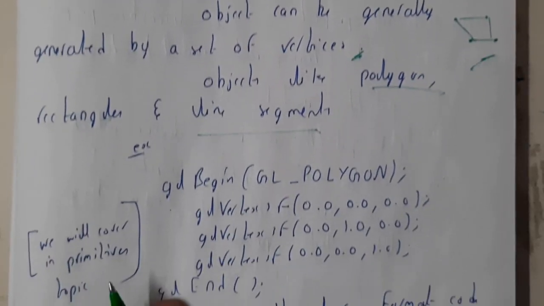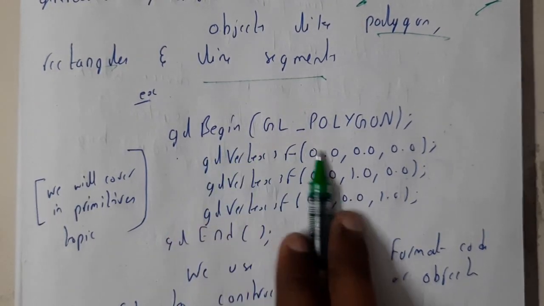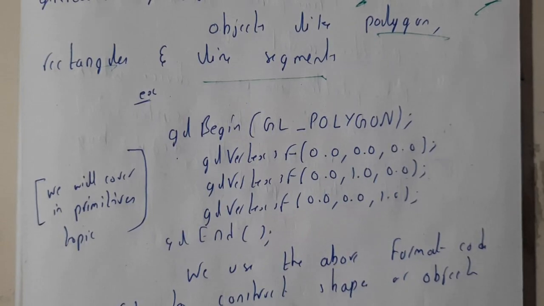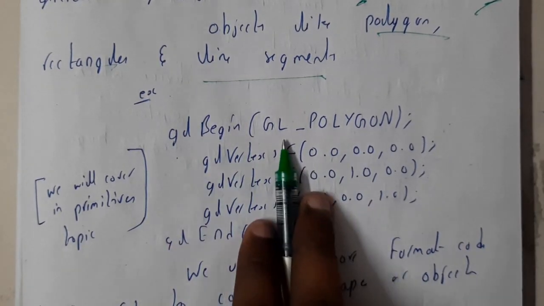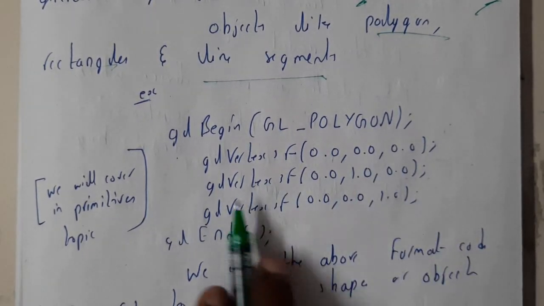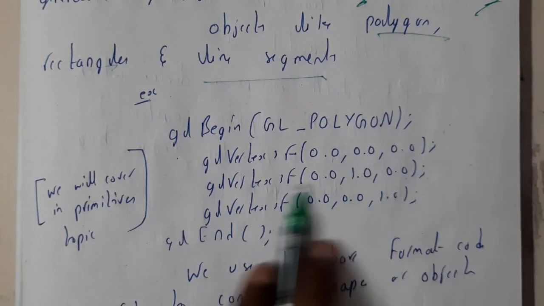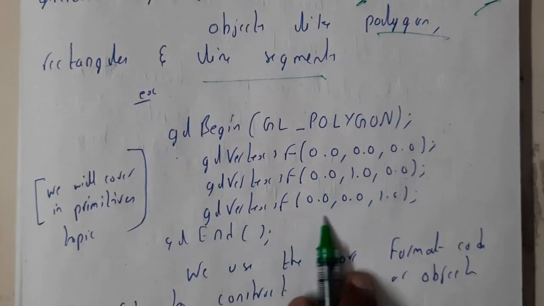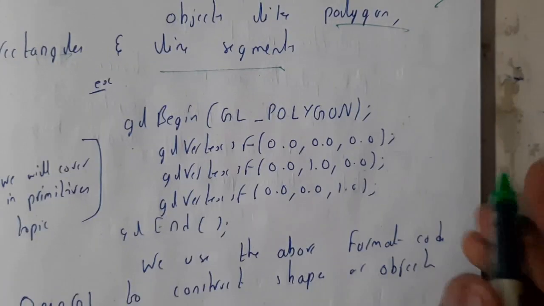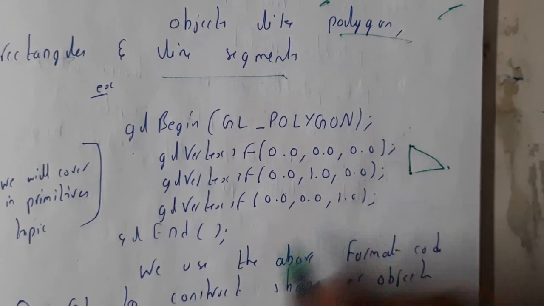If you ask me to write a small block of code, it will be in this way. glBegin, GL_POLYGON. All the code which we are using is GLUT. glBegin, GL_POLYGON, glVertex3f, these are the vertices 0, 0, 0, in 3D. Then glVertex3f 0, 1.0, 0, glVertex3f 0, 0, 1. It forms a triangle. The triangle will be in this way: here, here, here.